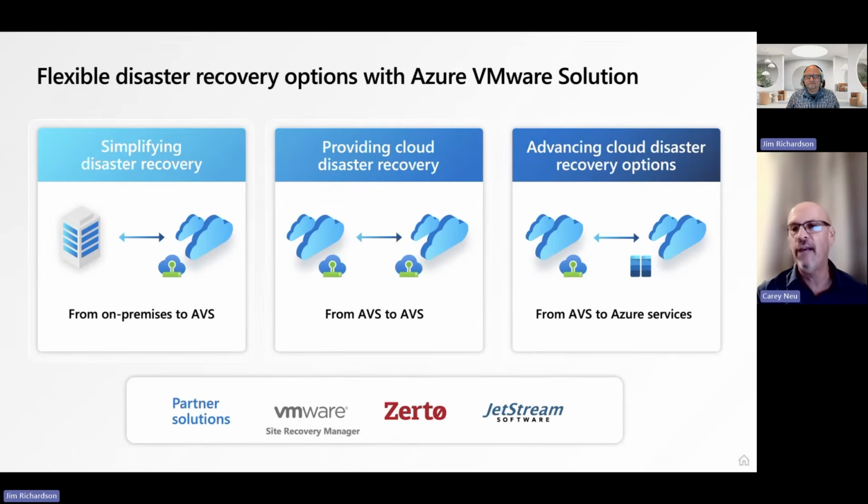So you'd have two private AVS environments, and then from AVS to Azure services. So that would be going from your private cloud to your public cloud, so kind of backing up or replicating that data into the public cloud.